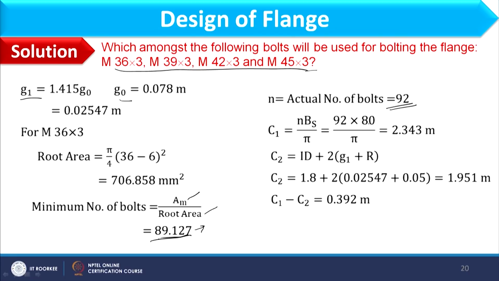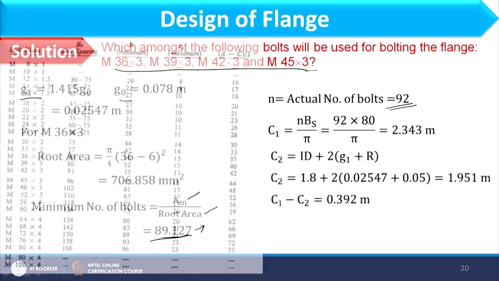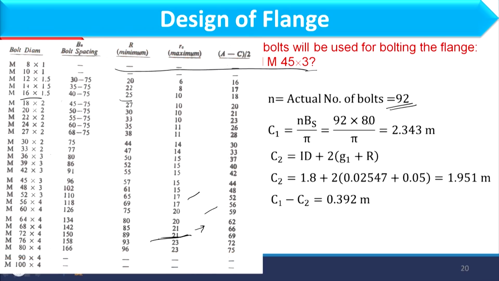Now from where that 80 comes, it is available in this table. I have bolt 36 × 3, so BS value is given as 80, so that I have kept over here. So C1 comes out as 2.343.